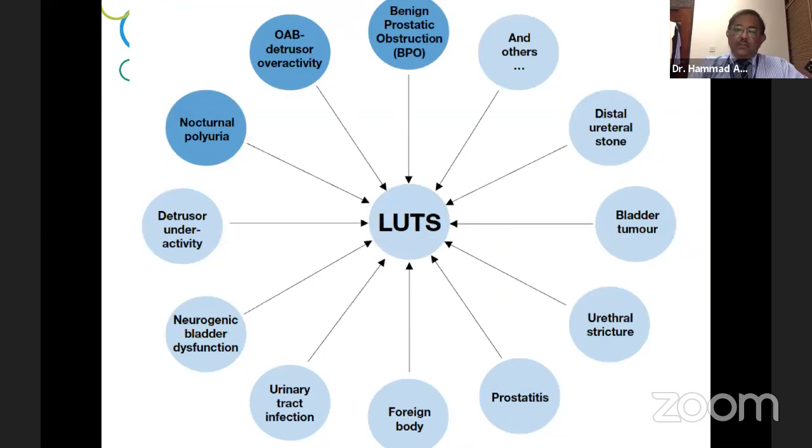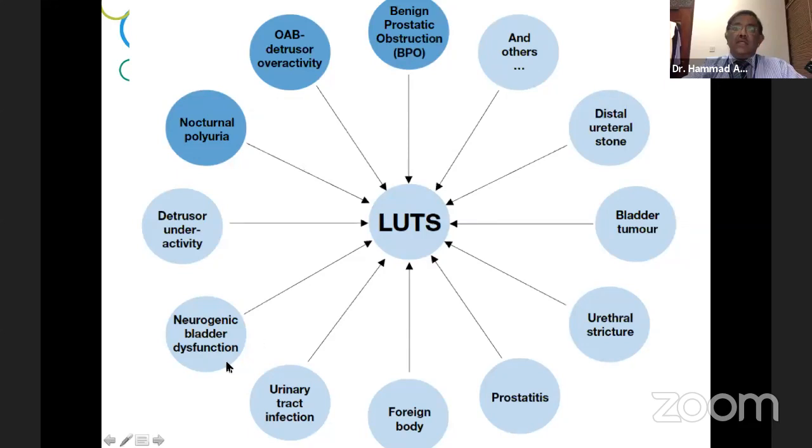Essentially, when a patient presents to you, he or she presents with lower urinary tract symptoms. I said she because women also have lower urinary tract symptoms, but they don't have a prostate. So if they have lower urinary tract symptoms very similar to those that men have, then it means that men can also have lower urinary tract symptoms without a prostate. I think that's an important point to understand.